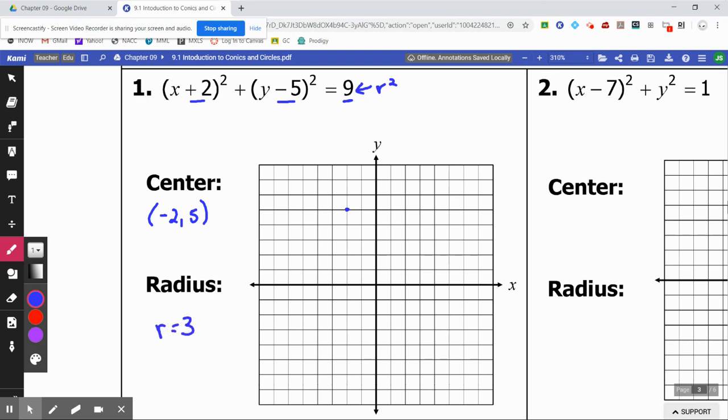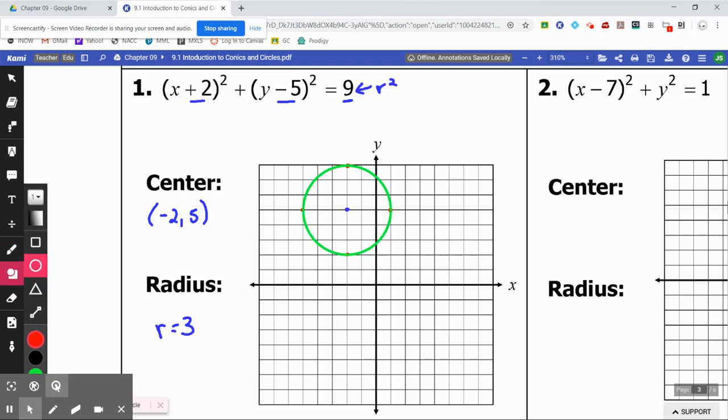Now, what we're going to do to actually graph that circle, go to your center and go right 3, left 3, go down 3, and go up 3. Those 4 points are on your circle, so you can graph the circle from there. Now I'm going to use my circle graphing tool because I can't draw a straight circle. Next problem.